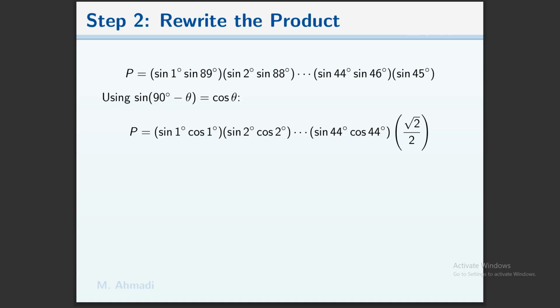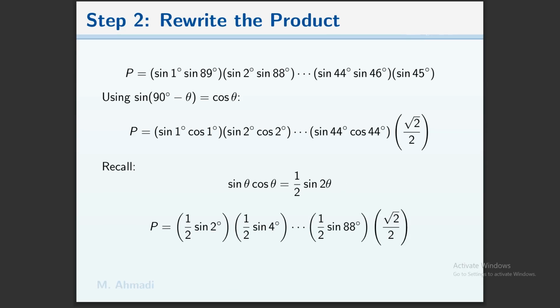We group each two degrees together using sine of (90 minus theta) is equal to cosine theta. We know that sine 89 is equal to cosine 1, and sine 88 is equal to cosine 2. So we can rewrite P as sine 1 multiplied by cosine 1, sine 2 multiplied by cosine 2, and so on, sine 44 multiplied by cosine 44, and the whole thing multiplied by the square root of 2 divided by 2.